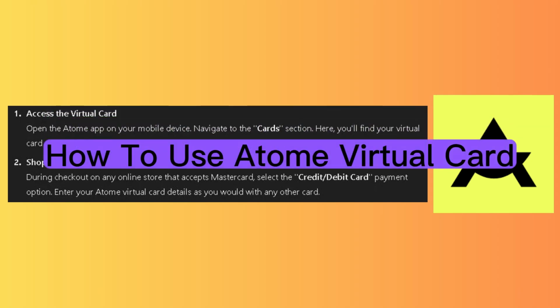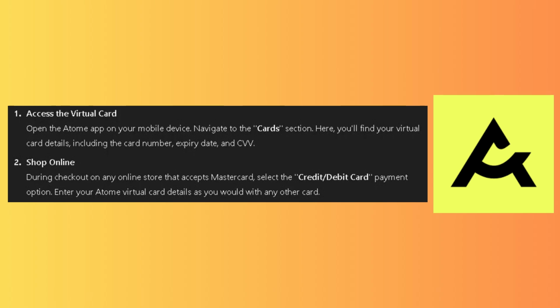In this video, you will learn how to use your Atome virtual card. First, access the virtual card. Open the Atome app on your mobile device. Navigate to the card section. Here you will find the virtual card details, including your card number, expiry date and CVV number.